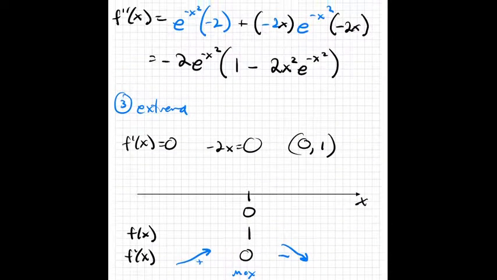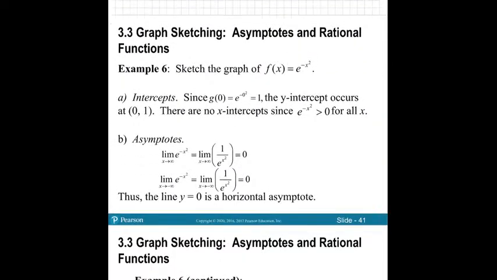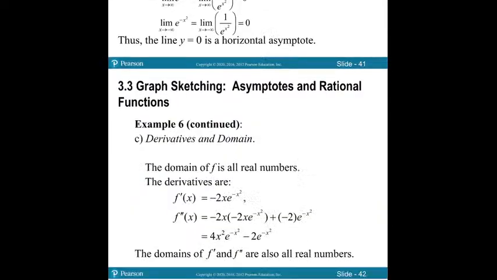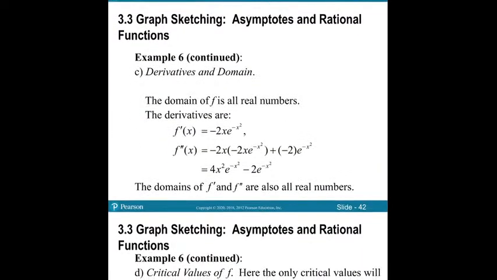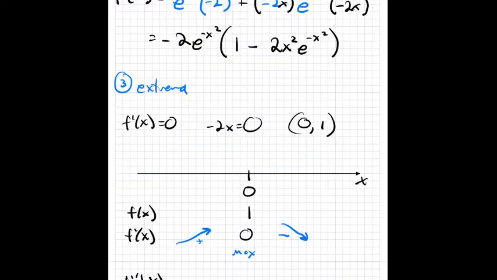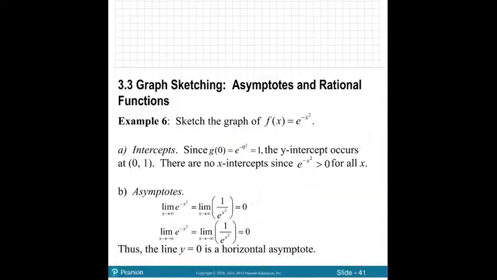Let me see. So, I think we got that. The derivatives, second derivative. Okay, 4x squared e to the negative x squared minus 2e to the negative x squared. I know I'm missing a 4 at least. Oh, I factored mine out. I wrote it in two separate, right? Okay, so I don't think they factored theirs. Right here.